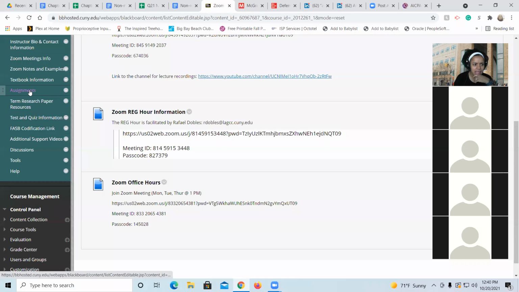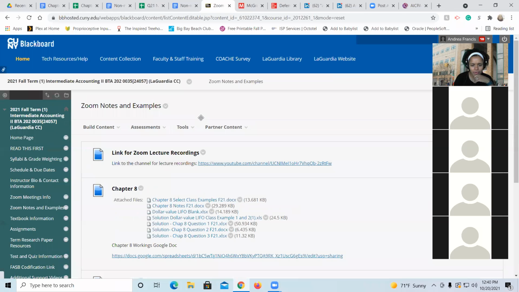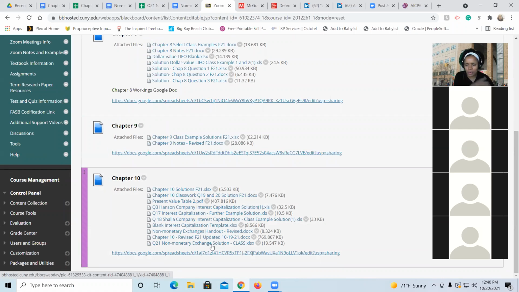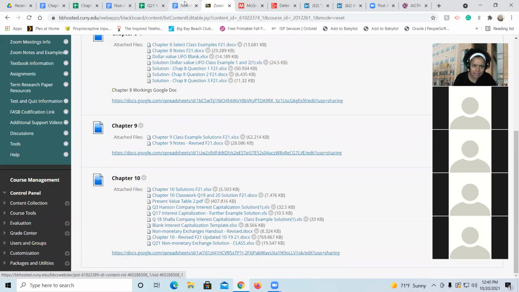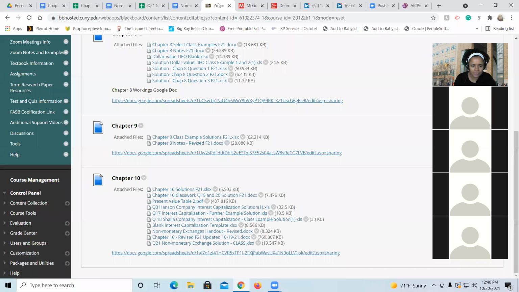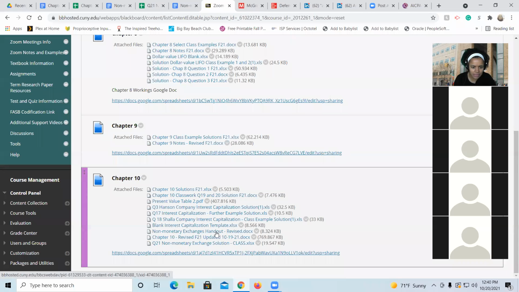I want to just say that if you were part of the group of people who download the documents that I give, based on a call that I had with one of your colleagues yesterday in the office hours, I actually made some changes to the non-monetary exchanges handout. I revised it. The document looks like this, but I highlighted here in yellow where I made some changes. So please, if you already downloaded that, just download it again.